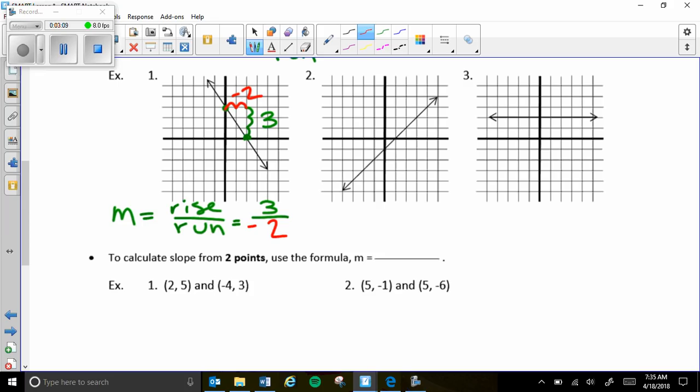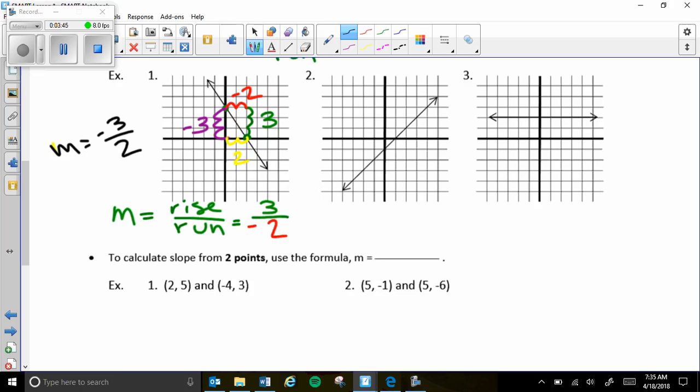And the nice thing about this is we could have done this a different way. We could have gone down 1, 2, 3. But because I'm going down, it's not positive 3, it's negative 3. And then over 2, and because I'm going right, it's a positive 2. So again, I still end up with M equals negative 3 halves. So it's the same thing. Negative 3 over 2 and 3 over negative 2 are the same thing. So just make sure if we have a negative slope that that negative is represented in our fraction, or in our slope.